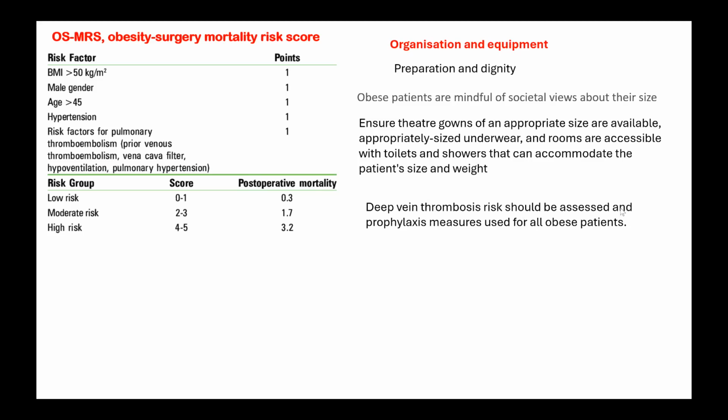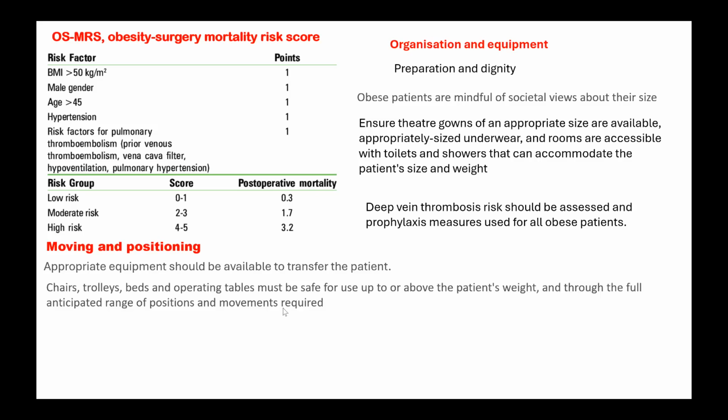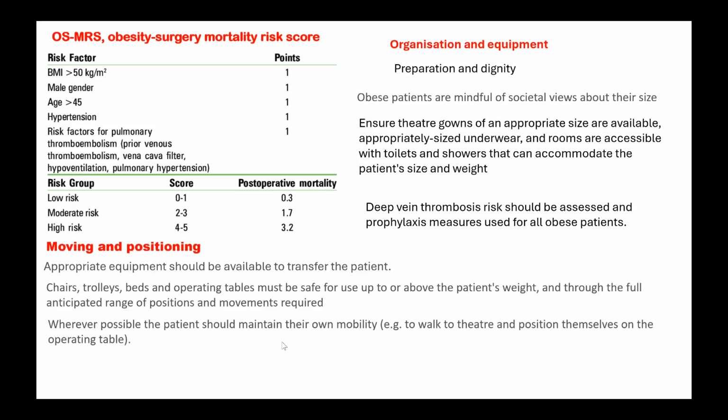And deep vein thrombosis risk should be assessed, and prophylactic measures used for all obese patients. It's a very important thing. And moving and positioning of these patients, appropriate equipment should be available to transfer the patient. That is why most of the time it is preferable to ask the patient themselves to mobilize and then come and lie down on that. So chairs, trolleys, bench and operating tables must be safe for use up to and above the patient's weight and through full anticipated range of position and movement. And whenever possible, patients should maintain their own mobility to walk to the theater and position themselves on the operating table.